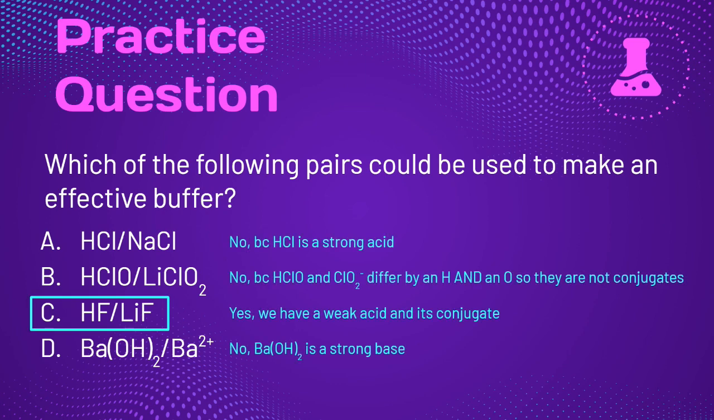Now we eliminate choice A because HCl is a strong acid, so it can't be part of a buffer. We eliminate choice B because if we look at HClO and ClO2-, we notice that they're not actually a conjugate acid-base pair. They don't only differ by a hydrogen, they also differ by an oxygen. Now letter D is not eligible because barium hydroxide is a strong base. So we're left with C. Here we have HF, hydrofluoric acid, which is weak, and when the lithium fluoride dissociates, we'll be left with F-, the fluoride ion, and that is the conjugate of our weak acid.